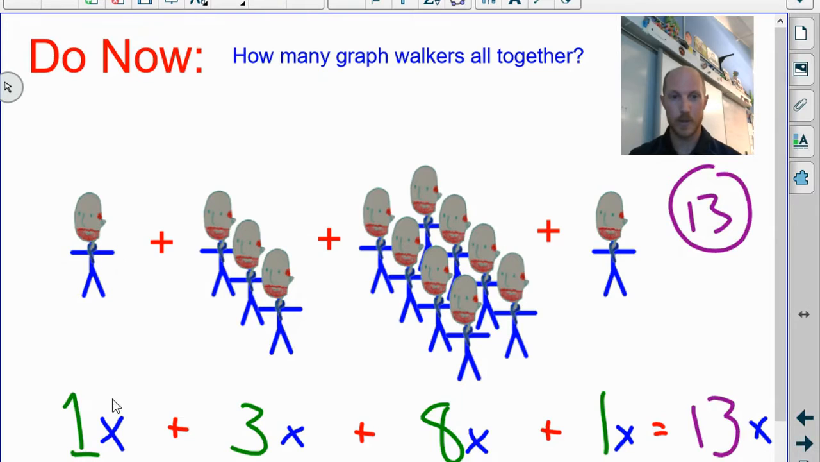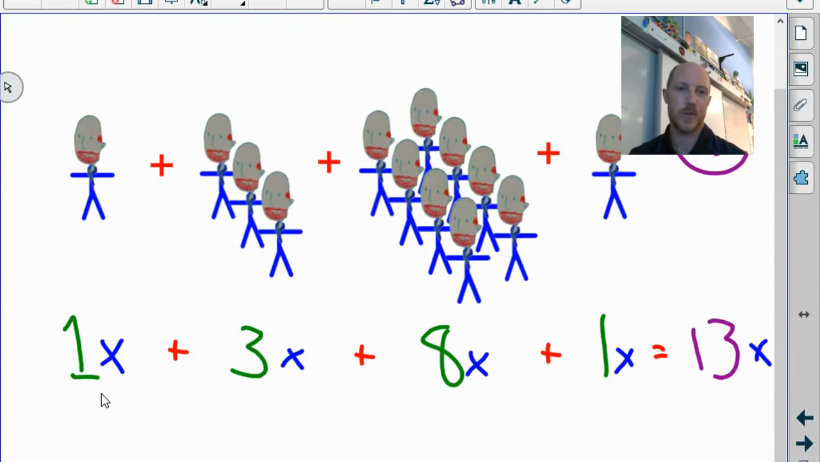I counted 1 here, plus 3 in the next group, plus 8, plus 1 more for a total of 13. And below the picture, I rewrote that just with numbers instead of pictures. So I got 1, and then instead of the little blue stick person, it kind of looks like a little X, so I just used that X as the shape of the graph walker. So 1 graph walker plus 3 more plus 8 plus 1 gives me a total of 13 little graph walkers.